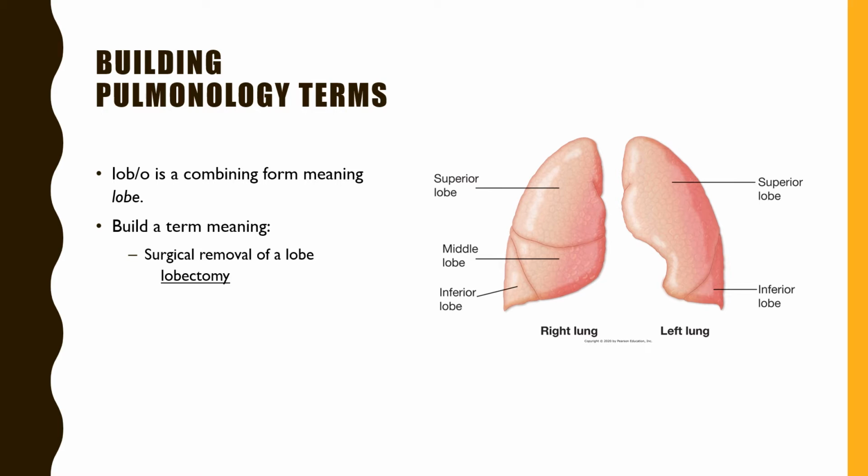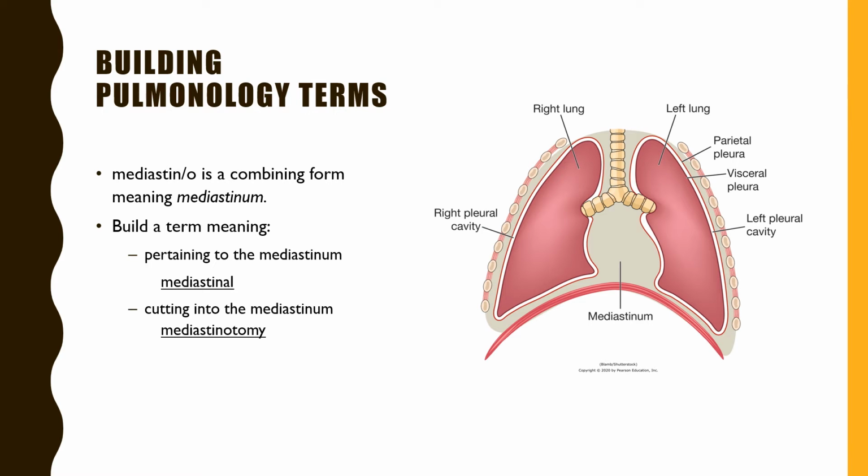Lobectomy is the surgical removal of a lobe, and recall that there are multiple lobes in the lungs. Mediastino is a combining form meaning mediastinum, which is the central region of the thoracic cavity between the lungs, and that's where the trachea, heart, aorta, esophagus, lymph nodes, and thymus gland are located. Mediastinal is pertaining to the mediastinum. Mediastinotomy is cutting into the mediastinum.